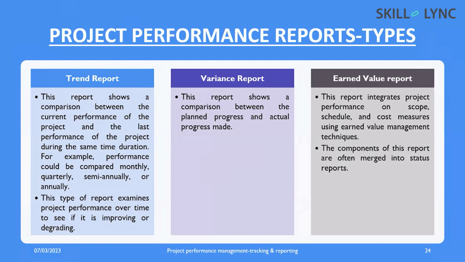This type of report examines the project performance over time to see if it is improving or degrading. So this is more like a graph, whether the graph is increasing or decreasing. That is known as trend report. Next we have variance report. From the name it is clear, variance is the difference between the planned one and the actual one. As per the data, this is the planned budget, say 2 lakhs, but the actual is 3 lakhs. That difference is known as variance, and this can be based on cost, quality, time, etc. That report is known as variance report.